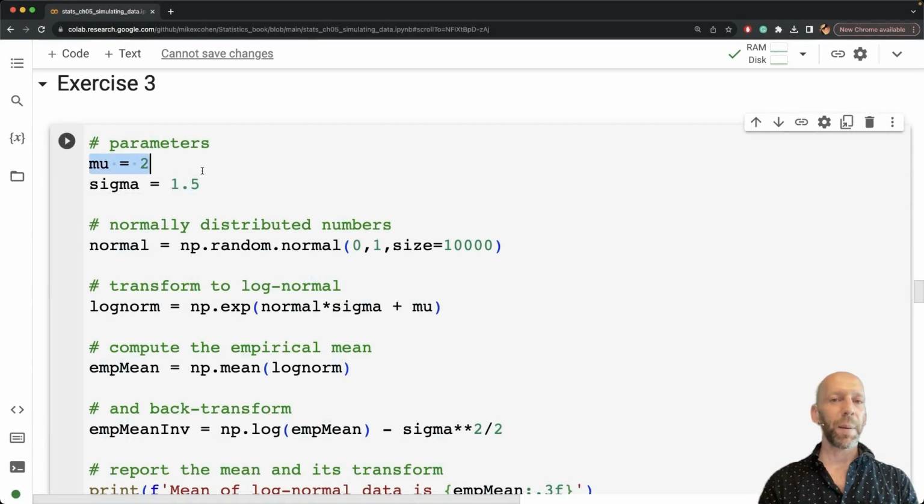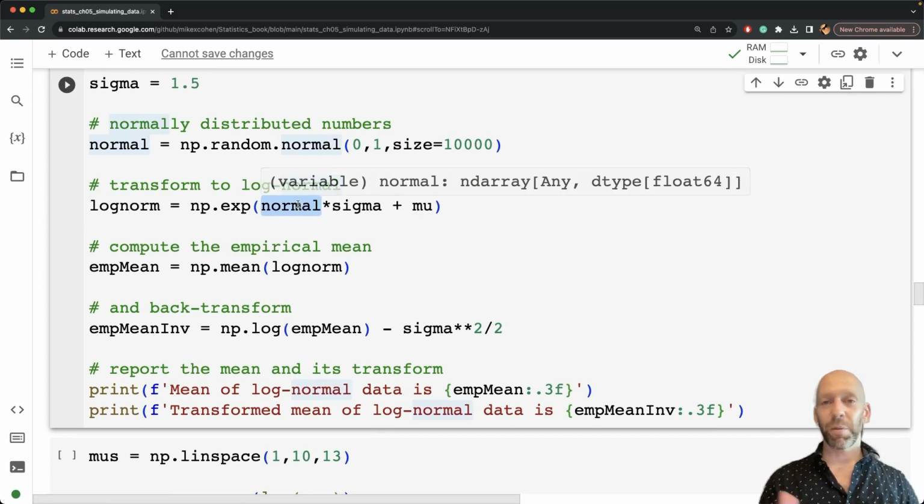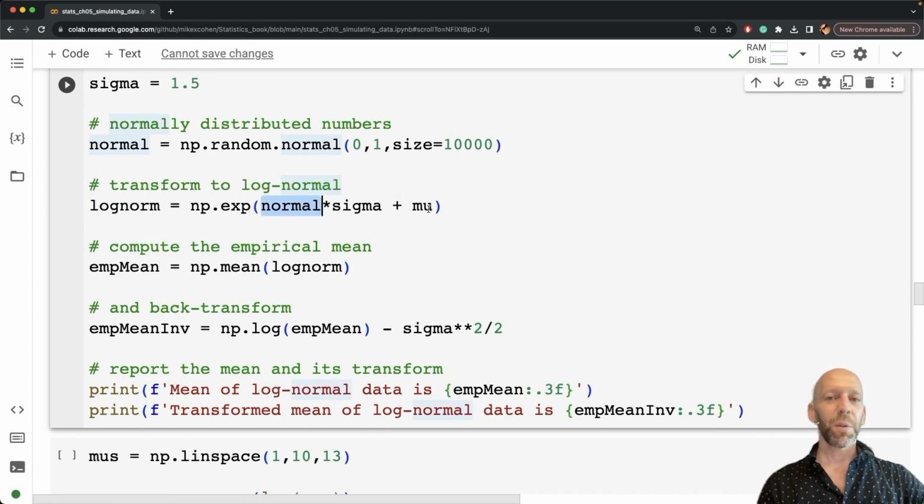So here are the parameters that we specify. Here is, I call this normal, but in the equations in the book, I call this capital X. So it is normally distributed numbers with a standard normal distribution with a sample size of 10,000. And here is where I create the log normal distribution by passing this variable x, normally distributed numbers, through this series of transformations. We have this linear transformation and then a nonlinear transformation. And then here is the mean, and here is the transformed mean.